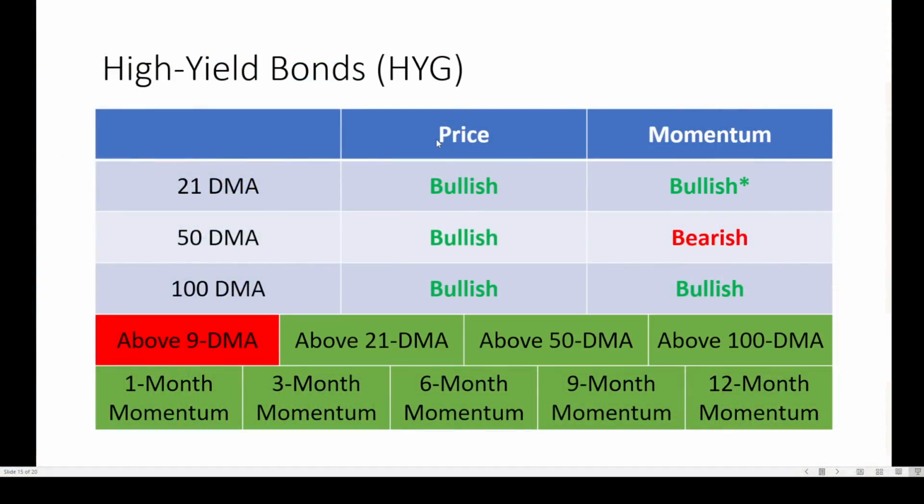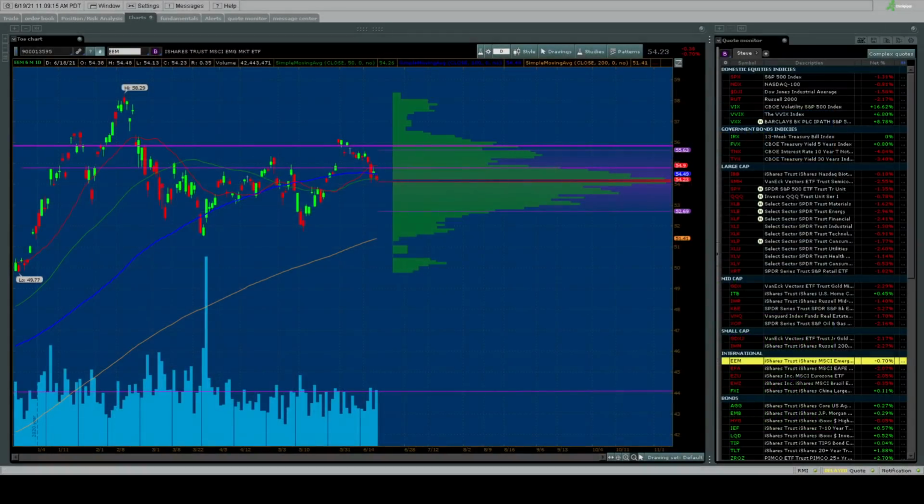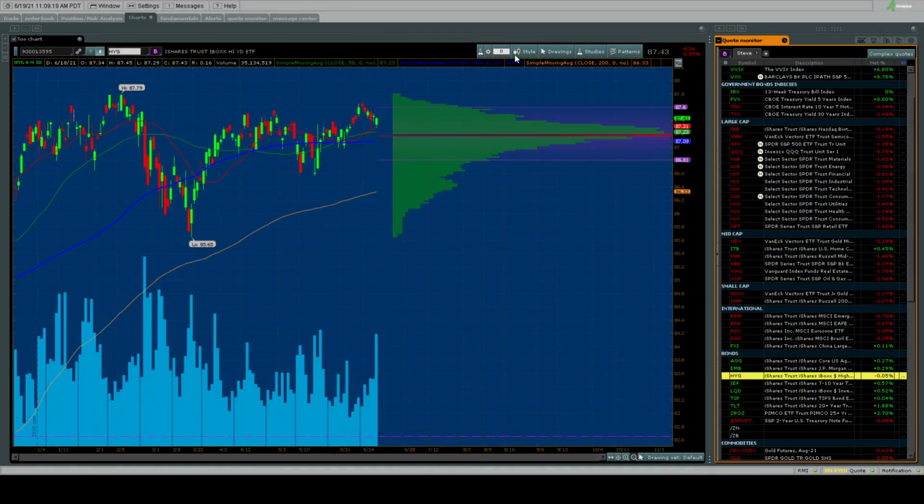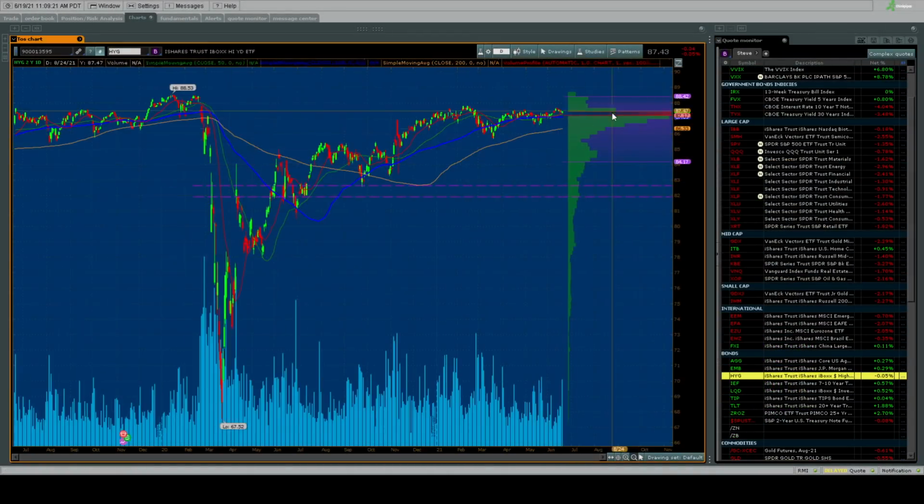And let's take a look at high yield bonds. Not showing any major problems in the equity market. It tends to show up here. 21-day moving average momentum went bullish, sitting below the 9-day moving average, which is almost meaningless at this point. And let's take a look. It's been sitting above this volume profile line for a long time now. Going back to November of last year, it's been holding this line very strongly.